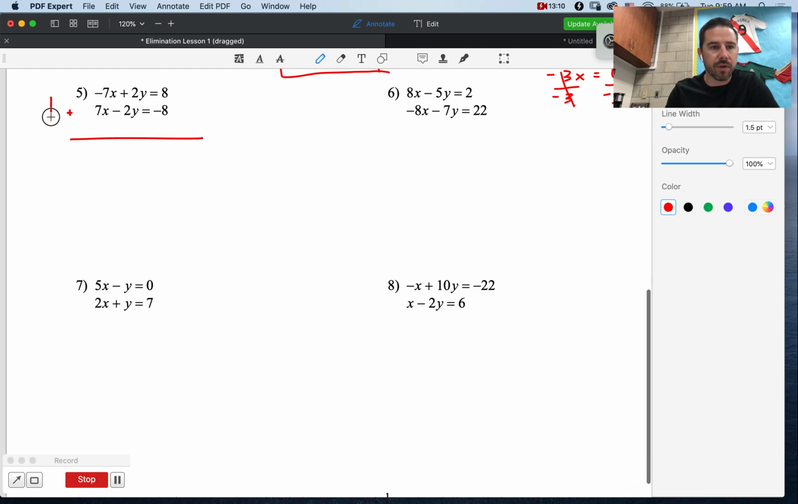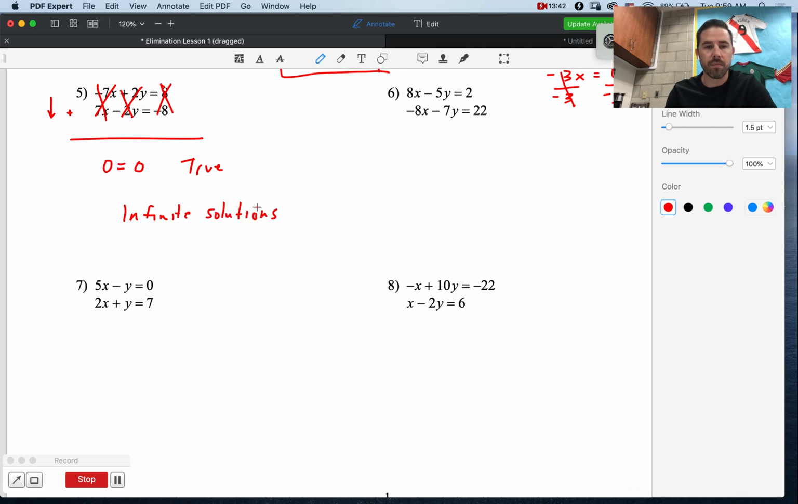Let's look at 5. Let's add straight up and down. What's a -7 and a +7? Cancel. What's a +2 and a -2? Cancel. So you get 0 equals. Okay. What's a +8 and a -8? Cancel, right? Which is just 0. Okay, does 0 equal 0? Well, in my book, that's true. So I would write infinite solutions. What do you think about that? Solid, solid, solid? I think so.